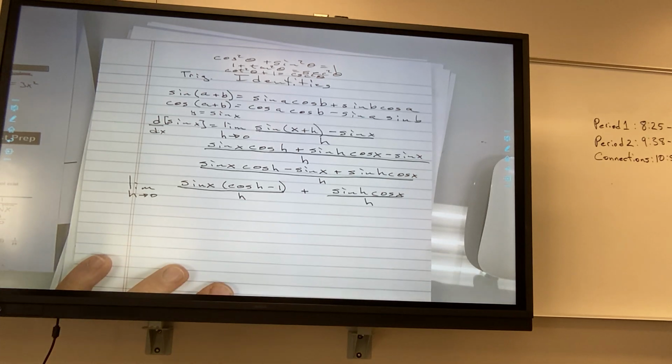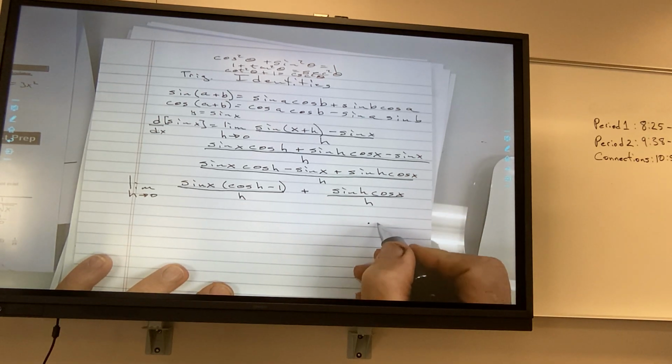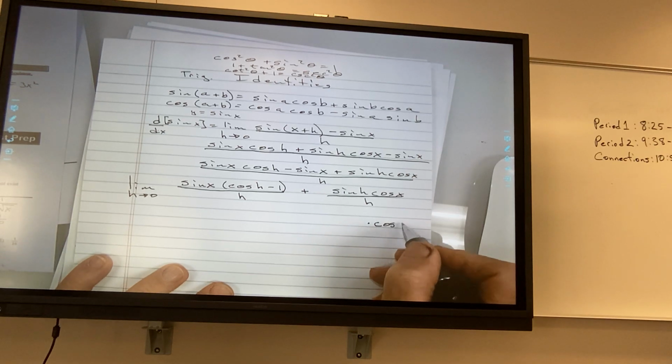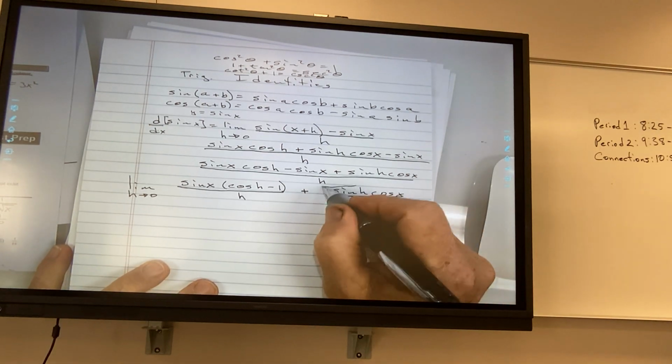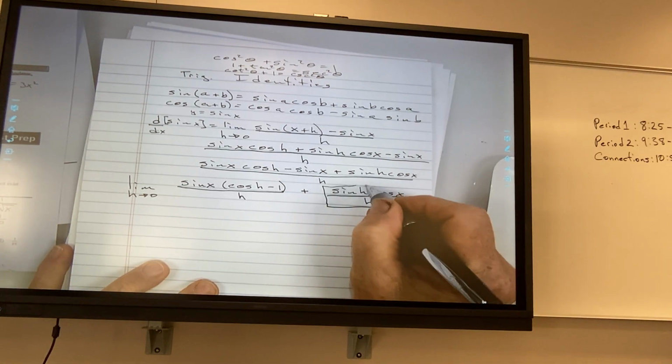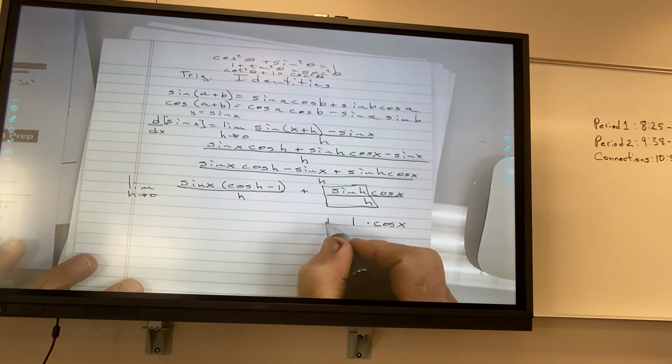Now, the only thing that's going to 0 is h. So this cosine of x is going to be unaffected, because x is not doing anything, only h is doing something. So my question is, does anybody have any idea what that limit is? You learned it a while back. It's 1, exactly.